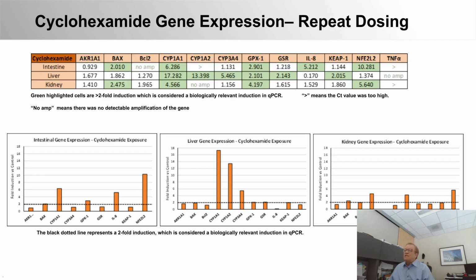And for cycloheximide, now we're looking at the gene expression profiles. Again, anything in green is 2 or greater in terms of its fold change. We see a lot more green, meaning a lot more genes are impacted across multiple organs. And again, the bars reflect that here at the bottom. And the dashed line just represents that two-fold threshold that I've been talking about.